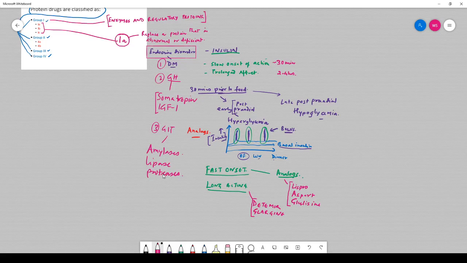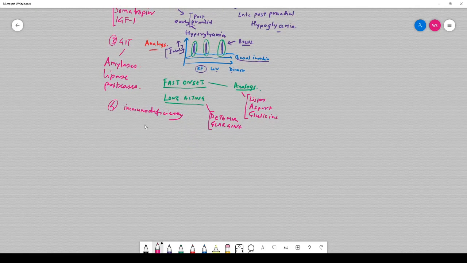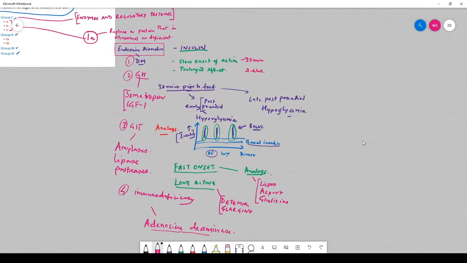What about immunodeficiency? If you have immunodeficiency, which protein can you give? You can give adenosine deaminase. It is required for the metabolism of adenosine. This adenosine deaminase metabolizes adenosine, and it is required for the immune system to function properly. What other examples can we give?